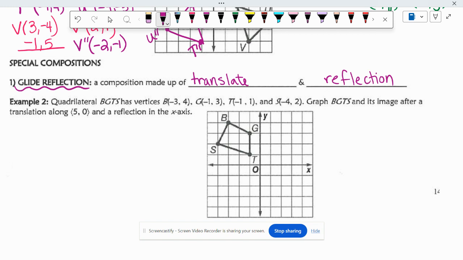All right. So quadrilateral BGTS has vertices, already graphed for us. We're going to graph BGTS and its image after a translation along 5, 0. This means that we add 5 to our X and we don't change our Y. And a reflection in the X-axis. When we reflect over the X-axis, if I were to take the ordered pair 2, 3 and reflect it over the X-axis, what does it become?